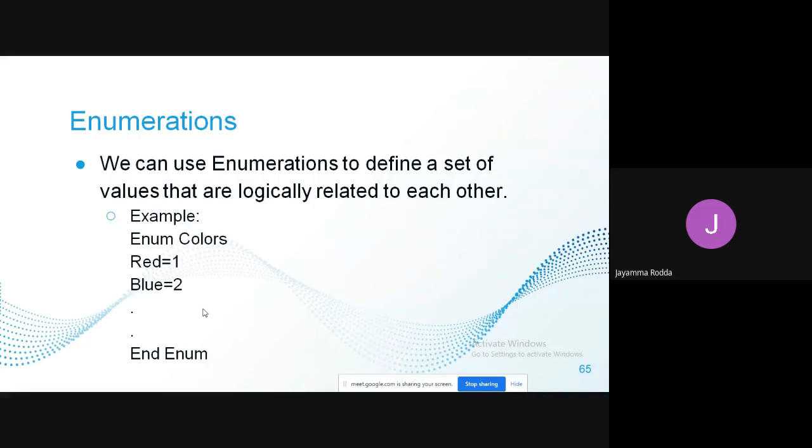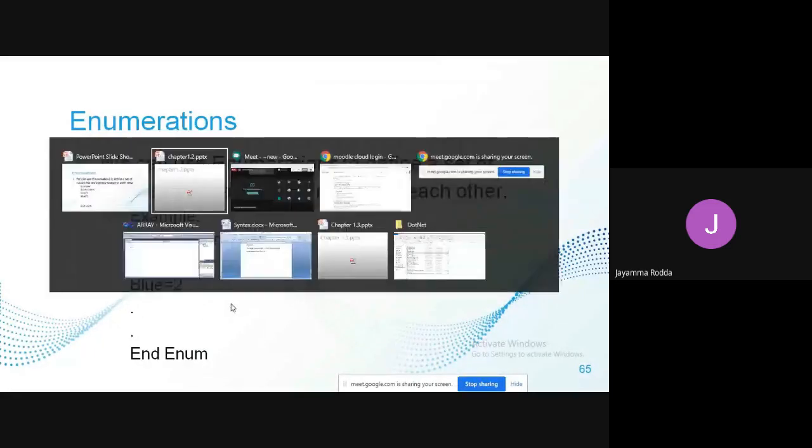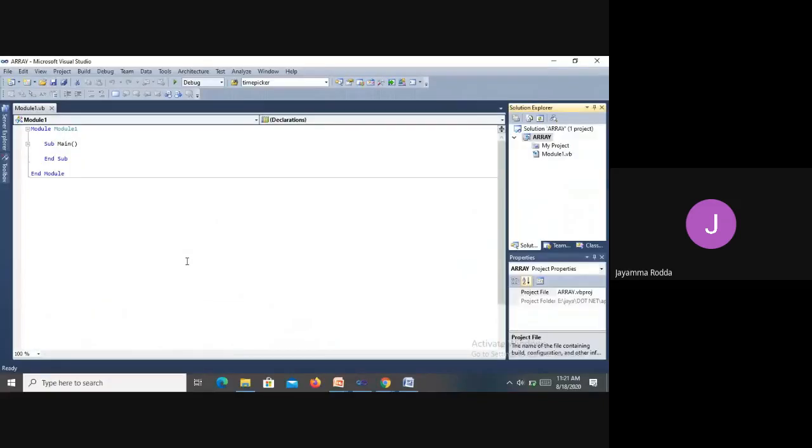So this number, you can directly use the number in order to refer to that particular color. Okay, so let us see the example for this. So this is the new module we have created for our arrays programming.